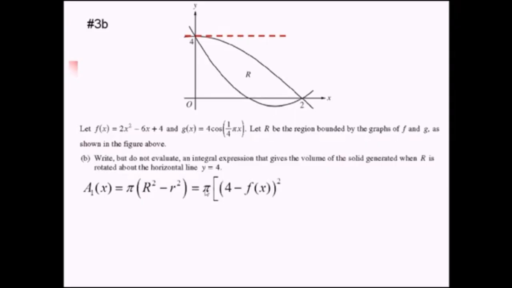And I still have this pi hanging out outside here. Next, for my little r, that's going to be 4 minus the closer function, so 4 minus g of x that I'm squaring and subtracting. For the integral now, I'm going to say the volume equals the integral from 0 to 2 of, well, just A sub 1 of x dx. I'm not going to rewrite all this because I already told them what it was.